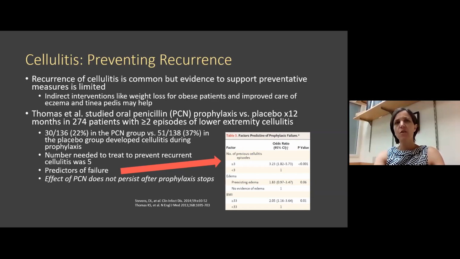And one last note, when you do penicillin prophylaxis and somebody gets a breakthrough episode, typically they will still respond to regular cellulitis therapy. So something like cephalexin, cefadroxil, clindamycin, dicloxacillin, any of those would probably still work.